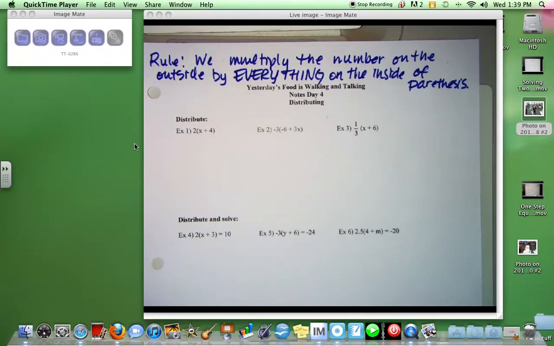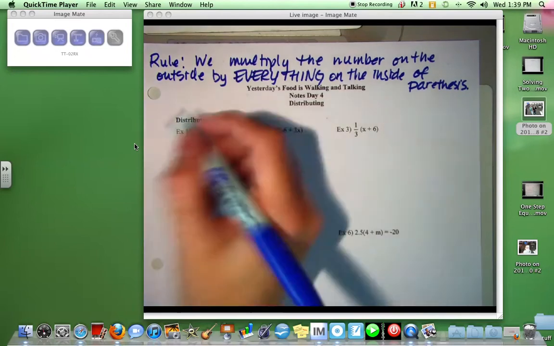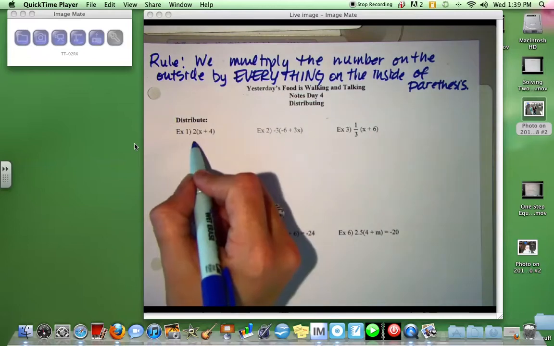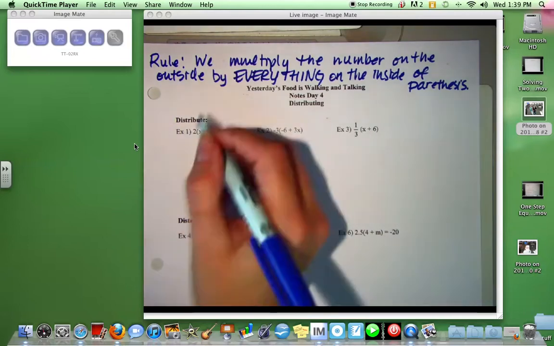All right, so the rule is that we multiply the number on the outside by everything that's on the inside of the parentheses. This is called distributing. So in the first few examples, we don't have an equal sign. We're not solving. We're just multiplying the number that's on the outside by everything that's on the inside.